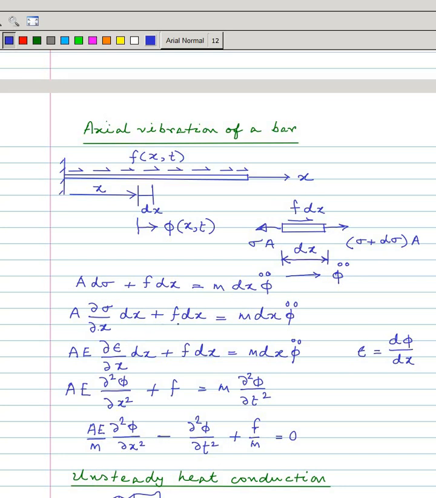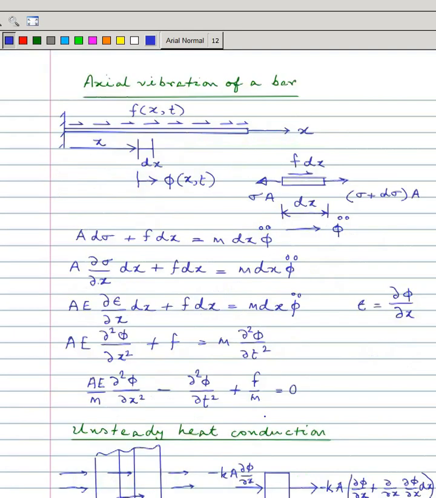So now you just write it like this. So del sigma del x is actually E del epsilon del x, and epsilon is del phi del x. So we'll write del because other than x there is a time variable here. So we'll not write d, it's better to write del. So now you get this equation, and again you see this is a hyperbolic equation.